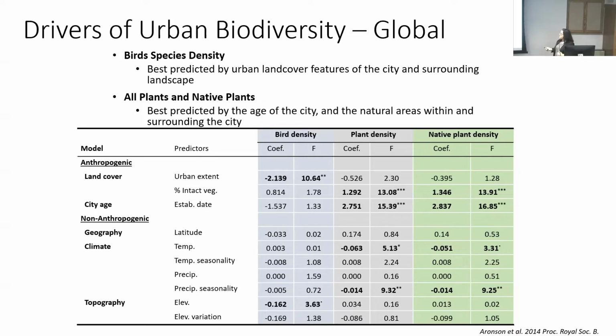And what we found is that for plants in particular, the intact vegetation within and surrounding the city, as well as the age of the city, are important predictors of plant species diversity. Age was a really interesting finding because we found that older cities have higher plant species richness. And we can attribute that to these new rapidly developing cities. There's not a lot of natural areas set aside in the development patterns, but also these older cities have undergone processes of succession after they were established as cities.